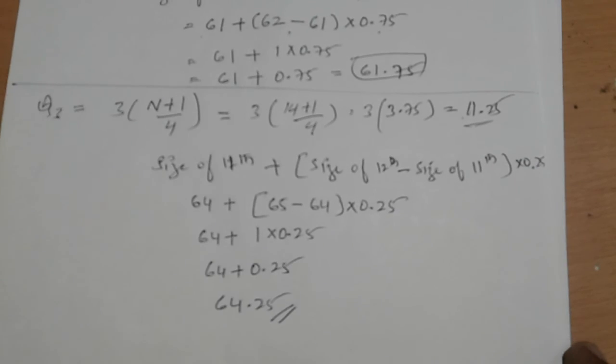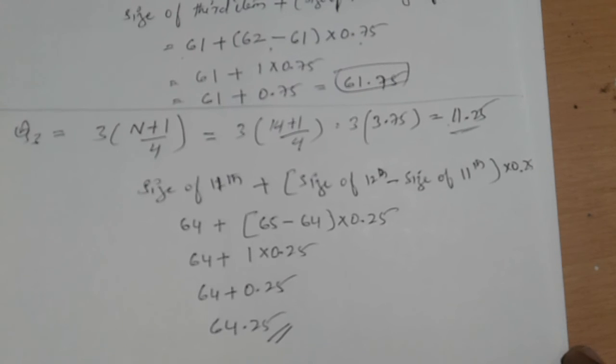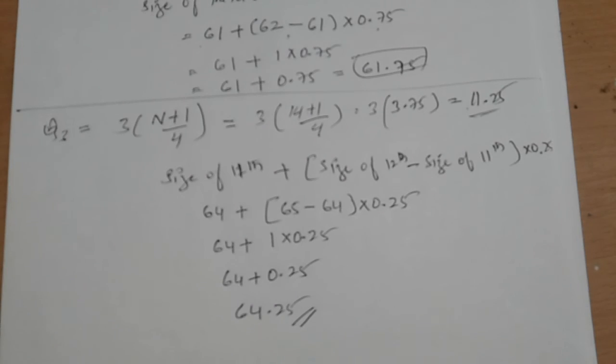Now this was the individual series, where the frequency is not given. Next let's see the discrete series, where the frequency is always given. So let's see the next question.